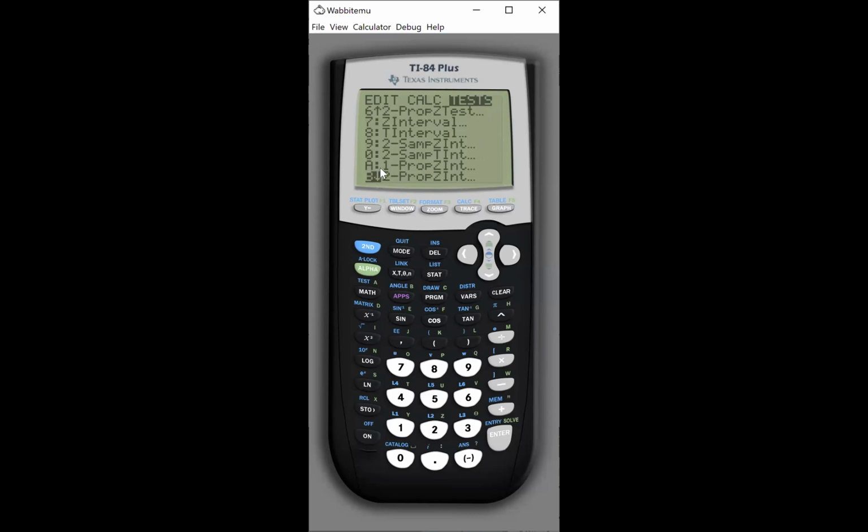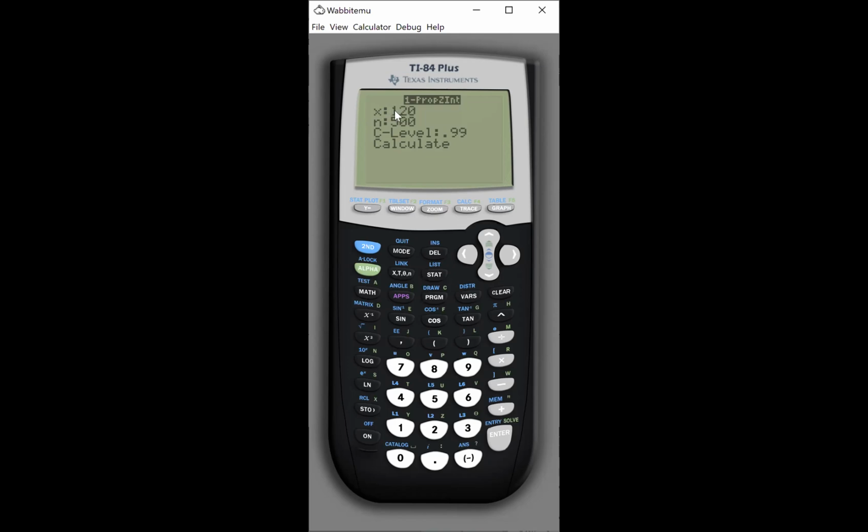If you look right here where it says A, it says 1-PropZInt. So I'm going to select this one. You select it, and it's going to ask for your X value. X should always be a whole number. If you give it a decimal, it's not going to like it.